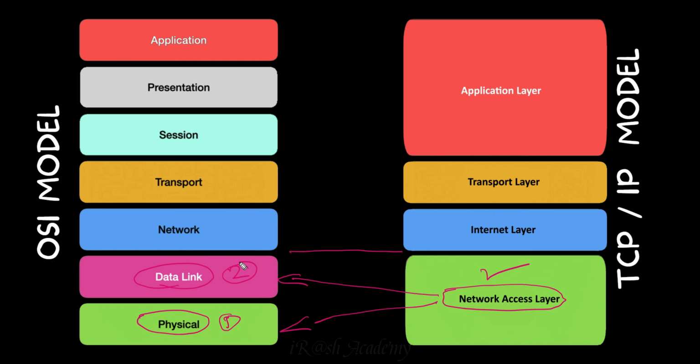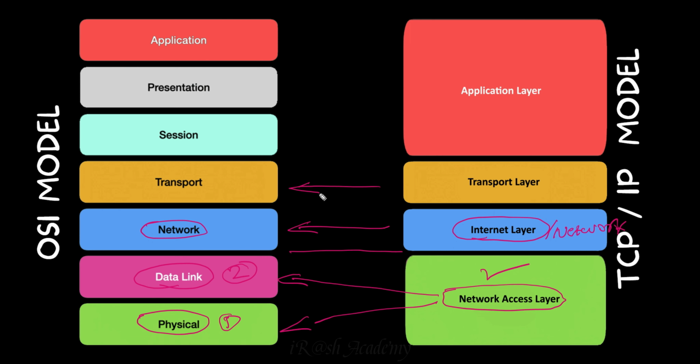Now when we go to layer 2 of TCP/IP, which is called the internet layer, it is called the network layer in the OSI model. The functionality remains the same. And this internet layer is sometimes called the network layer in TCP/IP also. Now when we go to the transport layer, that means layer 3 in TCP/IP, it maps exactly to the transport layer in the OSI model.